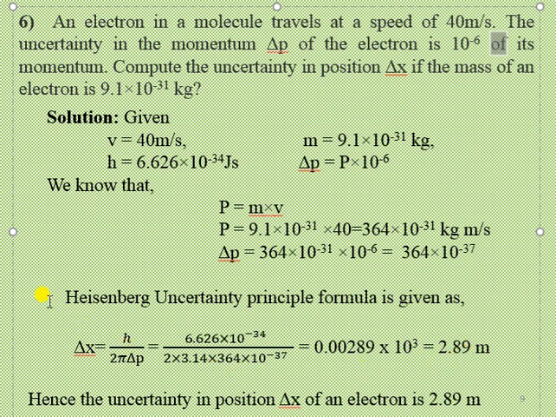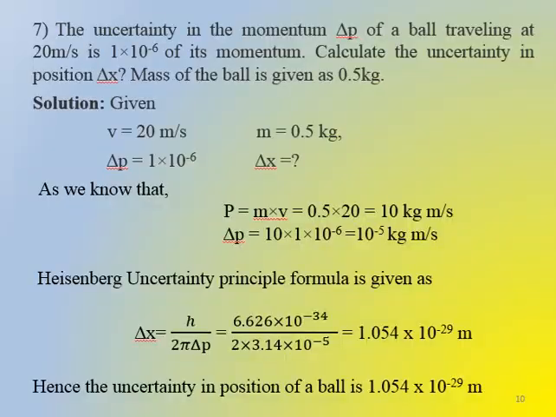Next one. The uncertainty in momentum of a ball traveling at 20 meter per second is 1 into 10 raised to minus 6 of its momentum. Calculate the uncertainty in position. The mass of the ball is given as 0.5 kg. In this numerical, again velocity is given, mass is given, and the relative uncertainty in momentum is given. You have to find the uncertainty in position. Simple numerical. First find the momentum, mass into velocity, 0.5 into 20, which is 10 kg meter per second. Uncertainty in momentum is 10 into 10 raised to minus 6, which is equal to 10 raised to minus 5 kg meter per second.